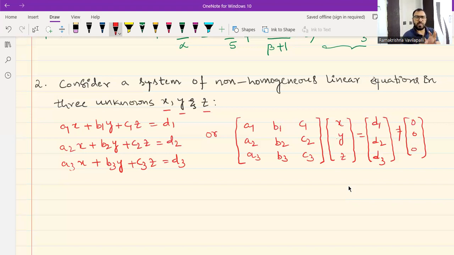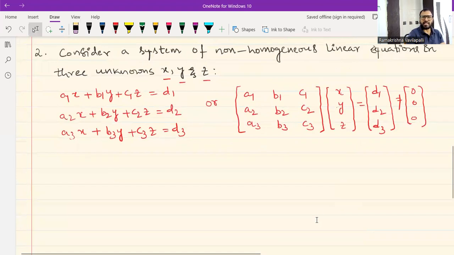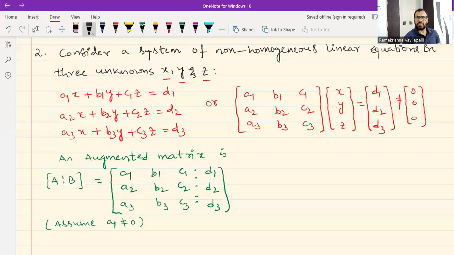So how do we solve this system of non-homogeneous linear equations in three unknowns? Just in two steps. To solve this, we have to write an augmented matrix. So here is the augmented matrix. Augmented matrix means combinedly writing the coefficient matrix A and the constant matrix B. And this is the variable matrix, so the system of linear equations can be written simply as Ax equal to B. So here I have written A and B together in a single matrix, that is an augmented matrix.